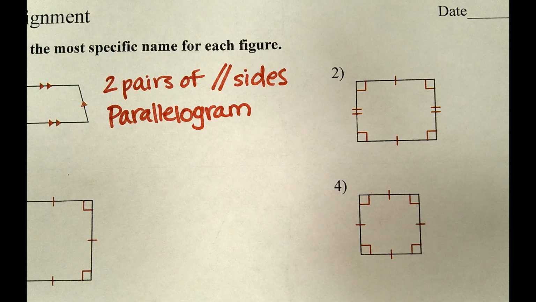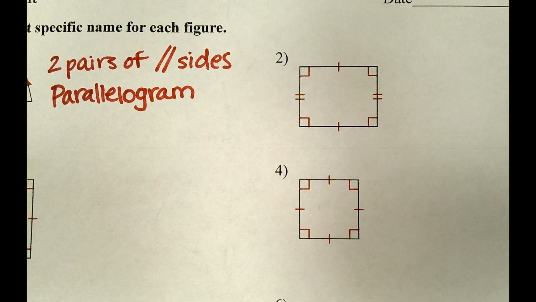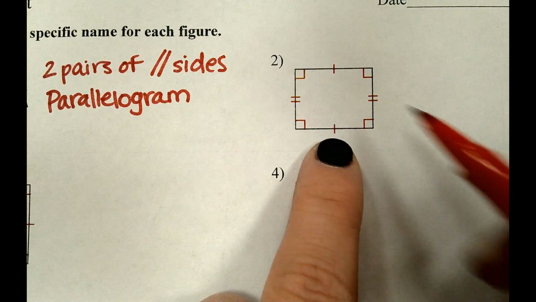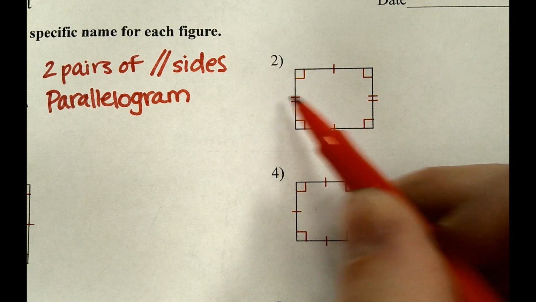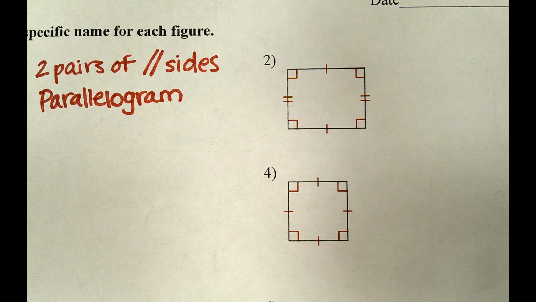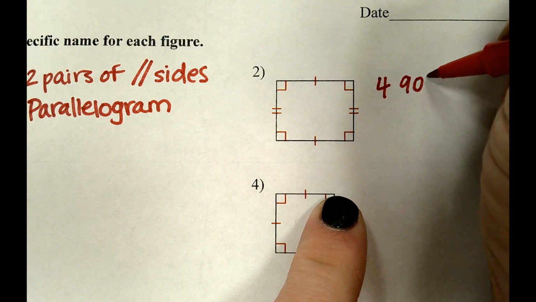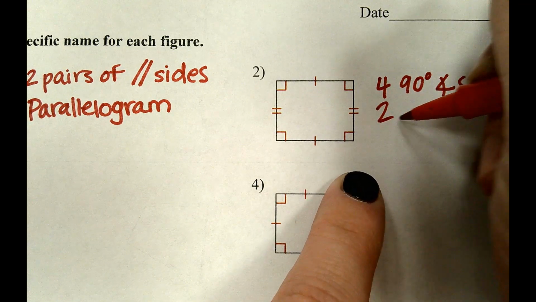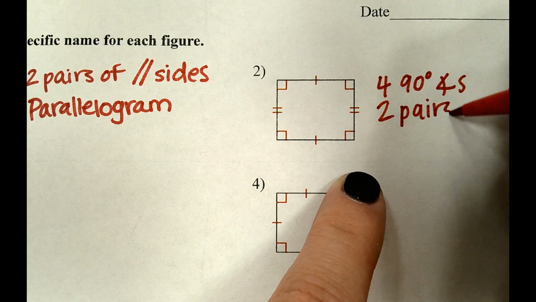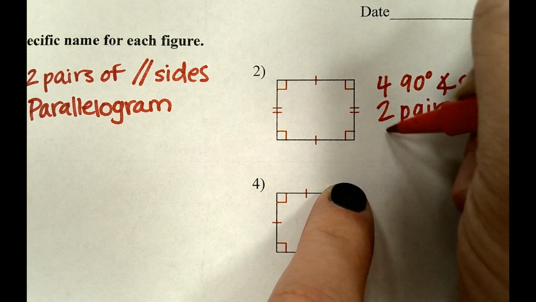Well, a square needs to have 4 equal sides. This one's just got 2 sets of equal sides. Rectangle. Yes, yes. If these all had 1 tick mark, it would be a square. But since we don't know that all 4 sides are the same, this is just a rectangle. 4 90-degree angles, and then 2 pairs of equal sides. That's a rectangle.